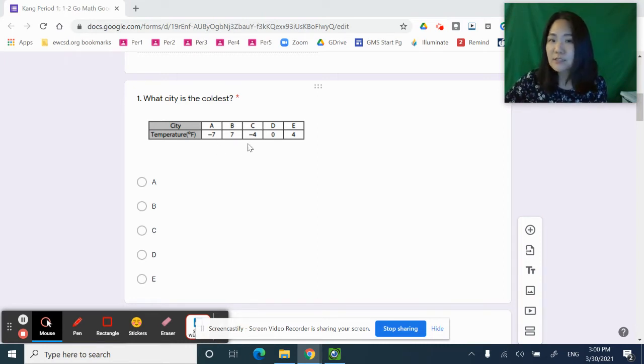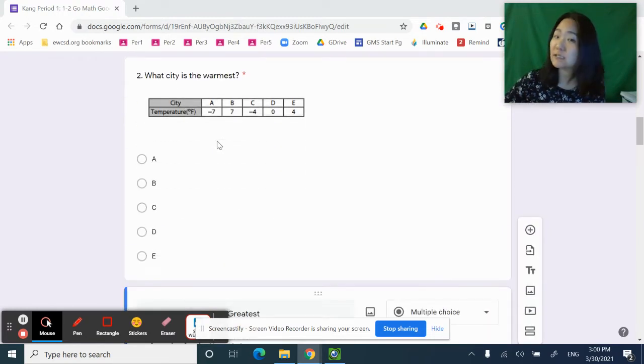When it comes to negatives, the bigger the negative number, the smaller or lower its value. So this -4, since it's a smaller negative number, actually has greater value than the -7. So out of these choices, the lowest number, therefore the coldest city, is going to be this one. Okay, hopefully that made sense.